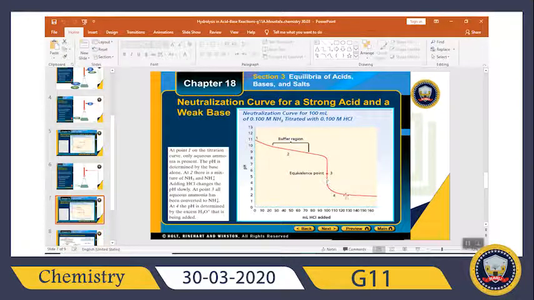After that, you will continue to add acid, so the concentration of hydronium ion will increase, so the pH will shift to acidic media. So you can see here the pH is maybe 2 or 3. So the net result from hydrolysis between weak base and strong acid is acidic solution. So the pH will be below 7.